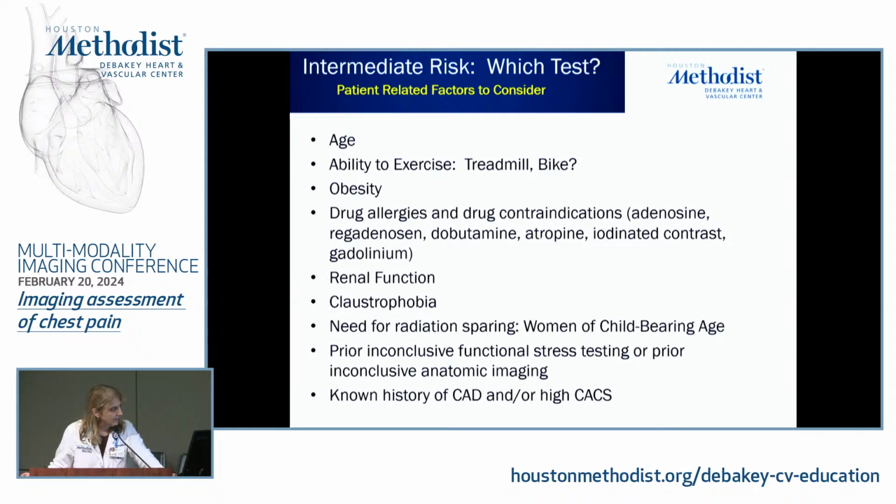The patient-related factors include their age, whether or not they can exercise, either on the treadmill or the bike, whether or not they're obese, whether or not they have drug allergies and drug contraindications to the things that we use to do the imaging or the stress test, such as adenosine, regadenosine, dobutamine, atropine, iodinated contrast, or gadolinium. You have to take into account the renal function if you're using the iodinated contrast or the gadolinium. You have to take into account whether or not they have claustrophobia.